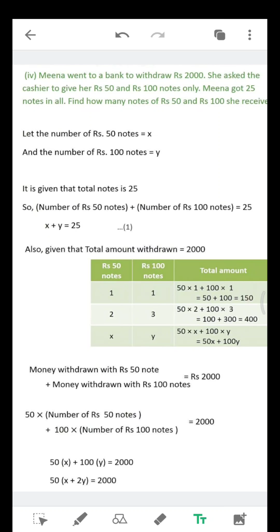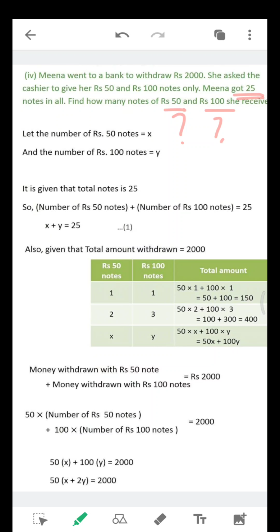Meena got 25 notes in all. How many notes she has got? This is also given to us. Two conditions are given, you can see. Okay, so Meena got 25 notes. She got total 25 notes of 50 rupees and 100 rupees, but we don't know how many notes of 50 rupees and how many notes of 100 rupees she received. Very interesting. Yeah, so we can solve these situations by using linear equations.